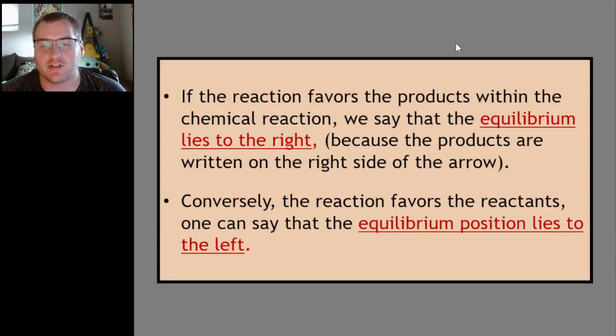Couple of technical definitions we have here. If the reaction favors the products within the chemical reaction, we say the equilibrium lies to the right. Products are on the right side of the arrow, so that's kind of what that means. We're going to talk about some reactions. The forward reaction is a lot more favorable, meaning it happens a lot faster, more frequently, with a higher rate than the reverse. In that situation, we say the equilibrium lies to the right. It's going to make more products than it does reactants. Conversely, the reaction favors the reactants. You could say that the equilibrium position lies to the left. Okay. We haven't talked about any reactions like that so far, but we will.